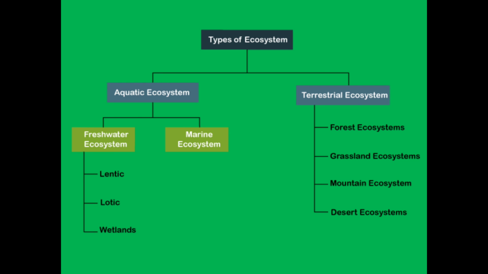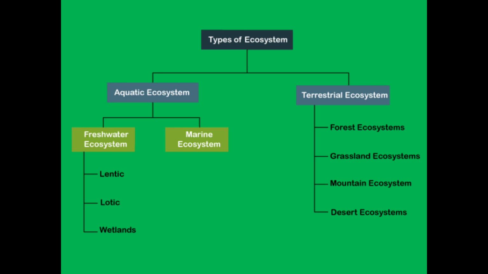So, eto. Meron tayong ilang types of ecosystem. We can give an example. These are some of the examples. Number one is the aquatic ecosystem and terrestrial ecosystem. So, ano nga ba? What is the types of ecosystem na nakapaloob sa aquatic ecosystem? Number one is the freshwater. Dito na yung lentic, lotic, and wetlands.